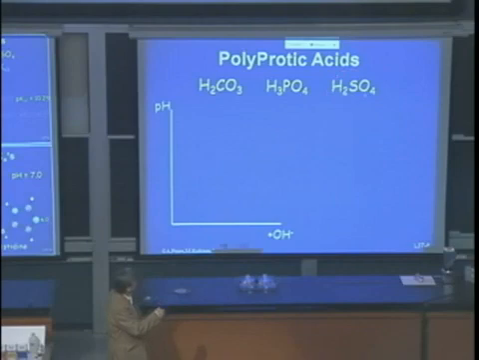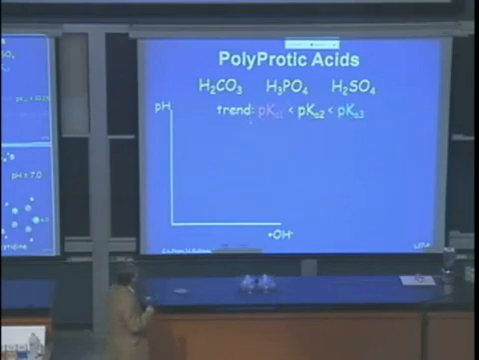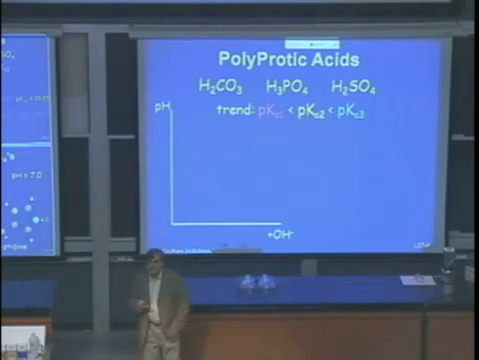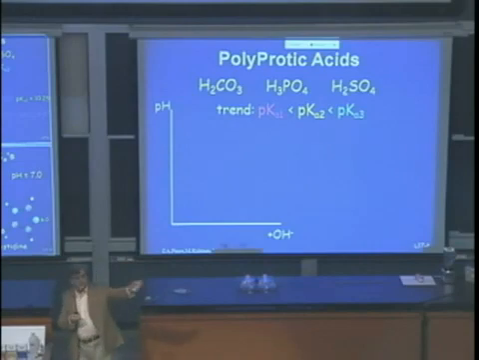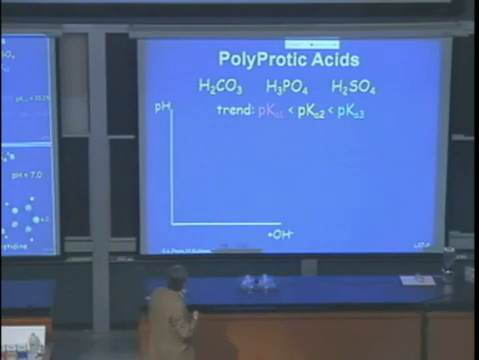Sulfuric acid, H2SO4, has 2 pKa's, the pKa1 and the pKa2. And so the pKa1 is smaller than the pKa2, is smaller than the pKa3. Let's do it the reverse, okay? Ka1 is larger than Ka2, and Ka2 is larger than Ka3. So it goes relatively easily. The first one goes, you can remove the first one. That's the larger Ka1, okay?